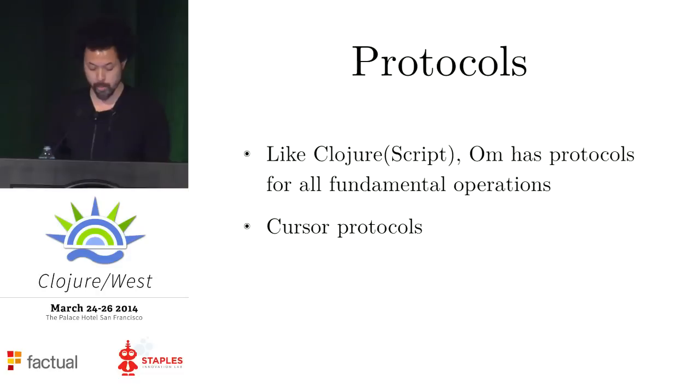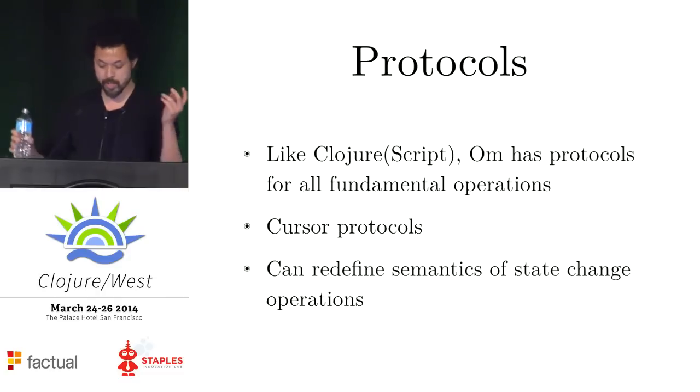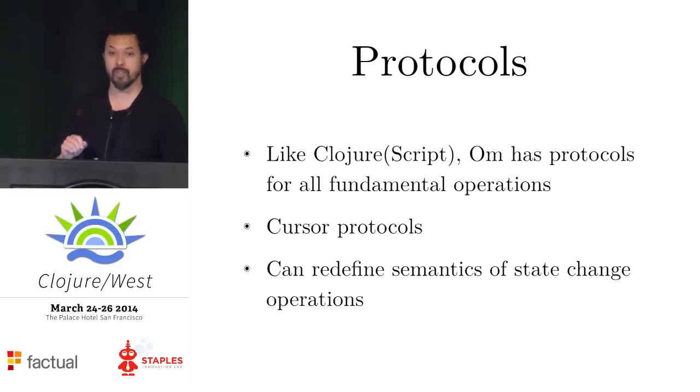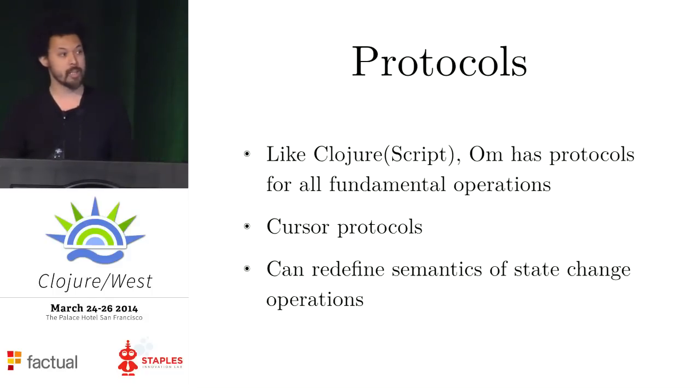So you can make cursors work for more data types, for your custom types. But even more importantly, you can redefine the semantics of state change operations, right? So this is extremely critical because when I started working on Ohm, I realized, well, I don't want people to build amazing Ohm components that then you can only use with Ohm. That doesn't make any sense at all, right?